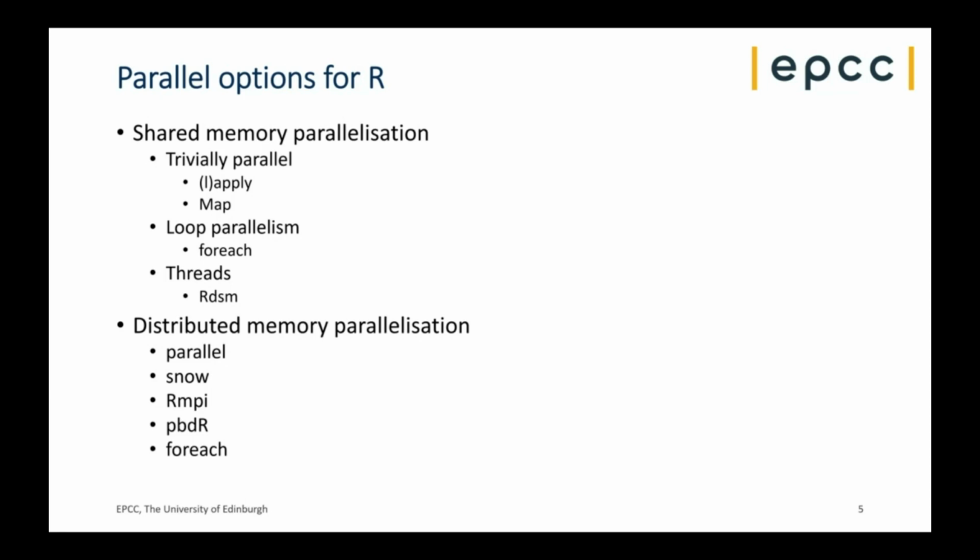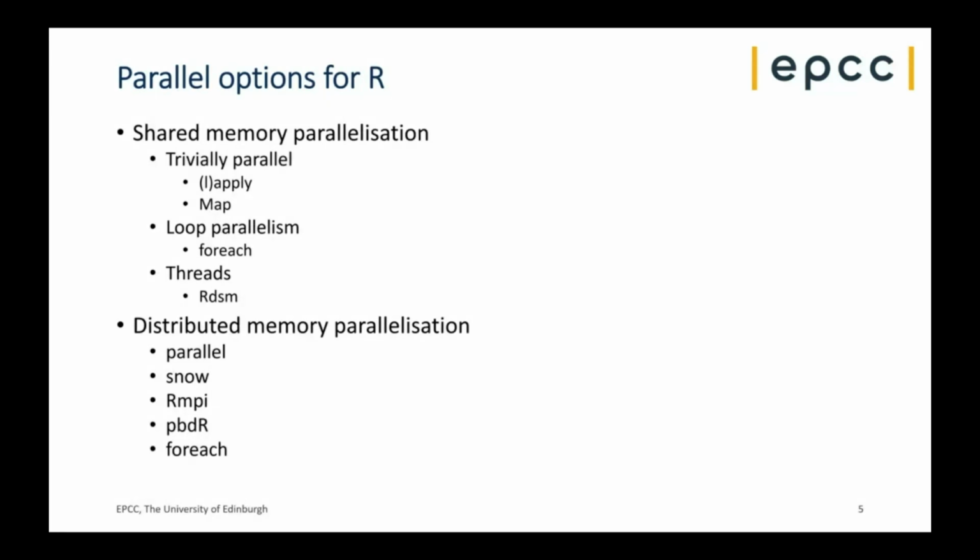And then there is distributed memory parallelism, which actually lets you run multiple processes inside a node and go beyond that and run across multiple nodes. So parallel and the stuff that's built into there will do single node stuff, and then Snow and RMPI and some of the other functionality. PBDR will let you go across multiple nodes and run your R workflows or your R functions in parallel across there.